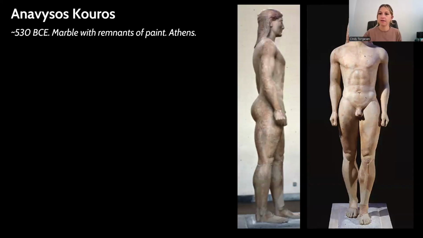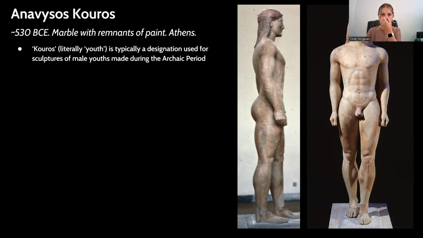So our first major work that we're looking at is something that technically we've already seen. We looked at this with our warm-up activity. This is the Anavysos Kouros. When we are referring to this title, Anavysos references where this was found approximately. The word Kouros just means youth, and this is really a designation of a type of sculpture that was found quite often in ancient Greece, which is a male youth sculpture.